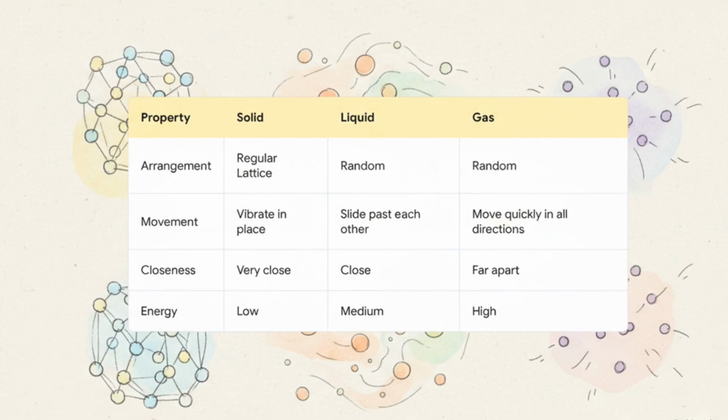This table right here is a fantastic little summary of everything we've just discussed. Just look at the trend. As you go from solid to liquid to gas, the arrangement gets messier, the movement gets crazier, and the energy goes way up. Honestly, this is a great slide to screenshot for your revision notes.